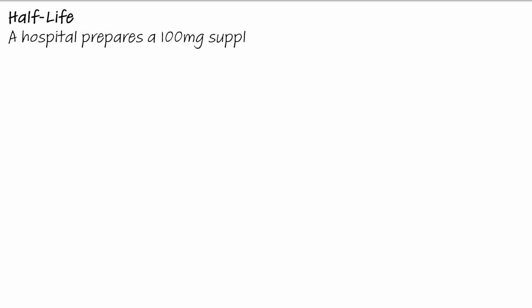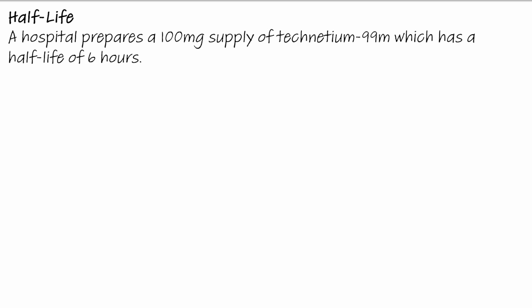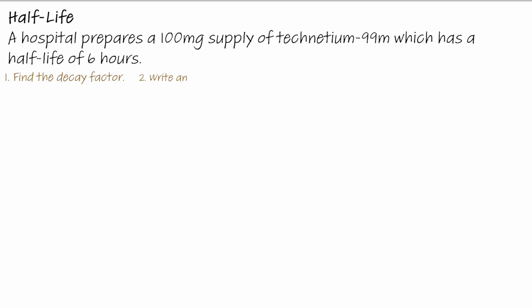Now let's look at a continuous exponential growth or decay using a half-life example. A hospital prepares a 100 milligram supply of technetium-99, which has a half-life of 6 hours. We need to find the decay factor, write an equation to represent this scenario, and find the amount of technetium-99 that remains after 75 hours.